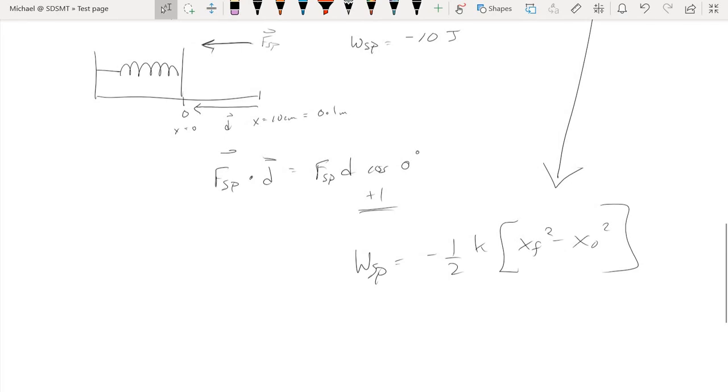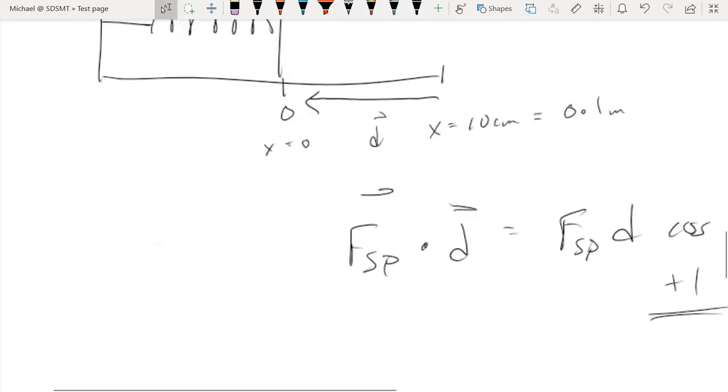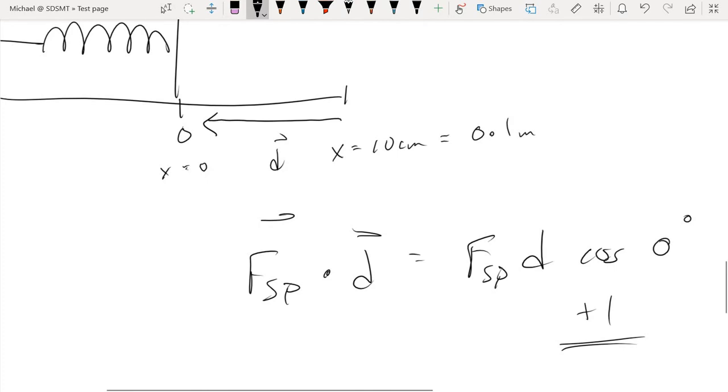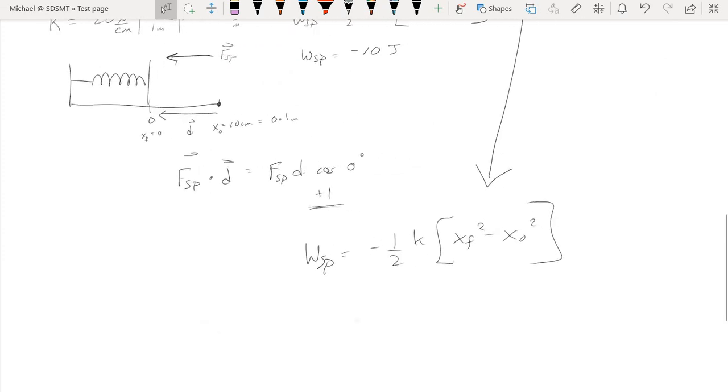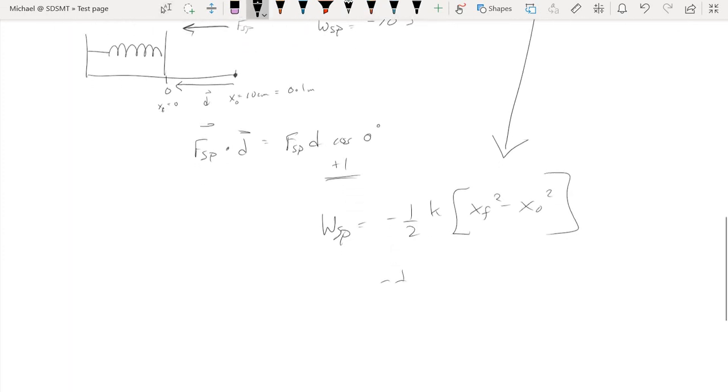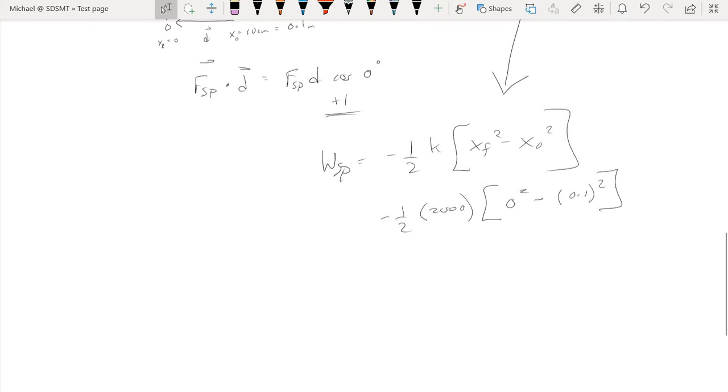And we'll evaluate this for the return trip. Now, the important thing about this is that our initial and final position values have swapped. We are now starting at the 10 centimeter mark, and we are ending at equilibrium. So we need to switch those values around. And if we do that in the brackets, all that happens is that the two terms switch places, and that causes the sign on their outcome to become negative.